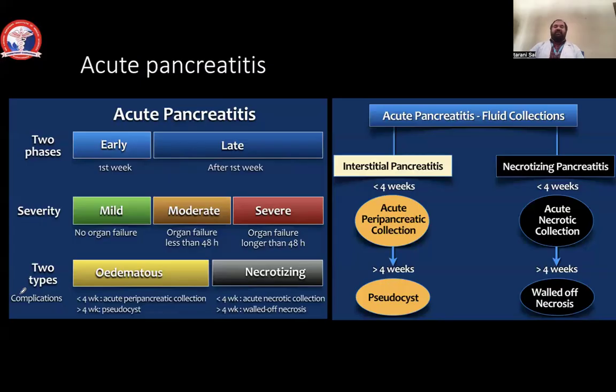Now, coming to the fluid collections in acute pancreatitis, there are two types: interstitial pancreatitis and necrotizing pancreatitis. Interstitial is less than 4 weeks, acute pancreatic collection, which in turn, if it is more than 4 weeks, then it is pseudocyst, as discussed earlier. Necrotizing pancreatitis, if it is less than 4 weeks, acute necrotic collection, more than 4 weeks, walled off necrosis.